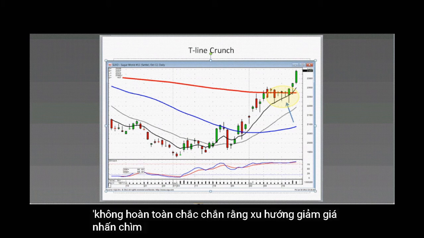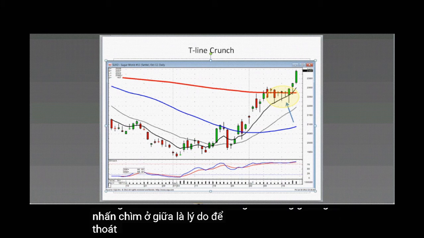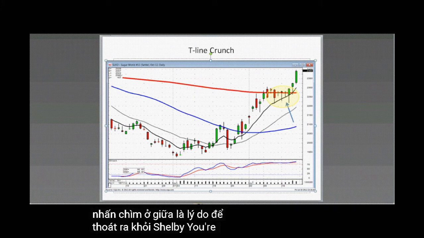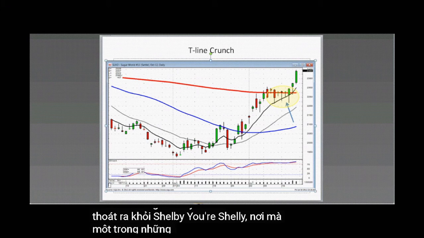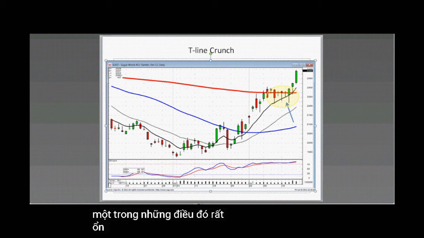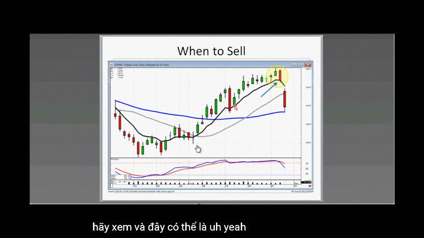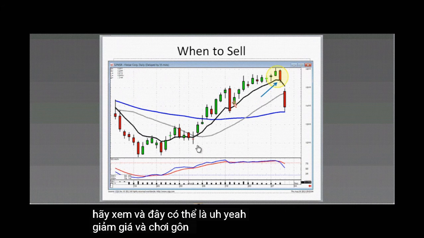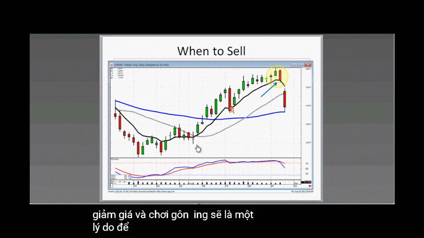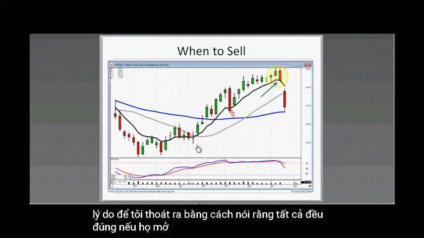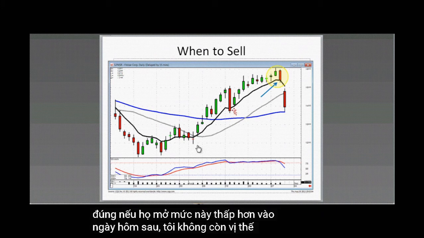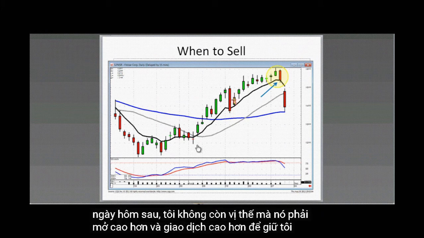That bearish engulfing in the middle is a reason to get out. Shelby or Shelley, which one was that? Okay, on FSN. Let's take a look at this, and this is probably a bearish engulfing. It would have been a reason for me to get out by saying, all right, if they open this lower the next day, I'm out of the position. It has to open higher and trade higher to keep me in.